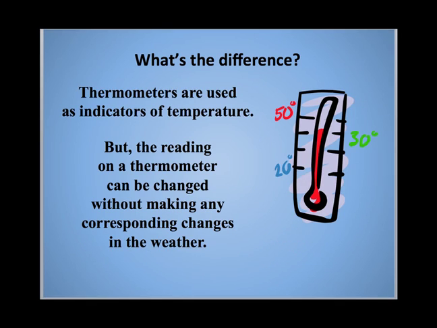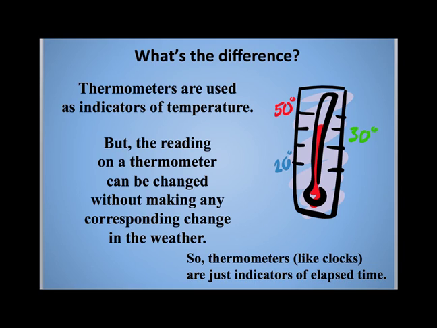Similarly, thermometers are used as indicators of temperature. But the reading on a thermometer can be changed without making any corresponding changes in the weather. So, thermometers, like clocks, are just indicators. They are not direct measures.